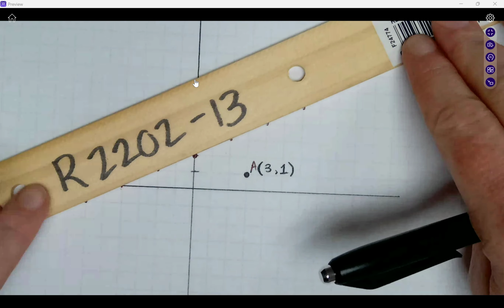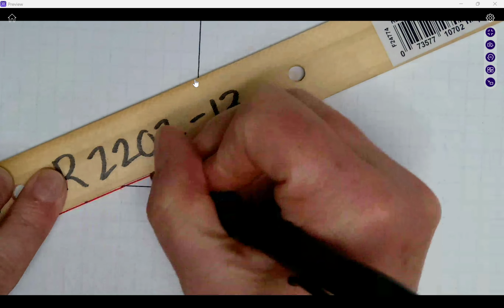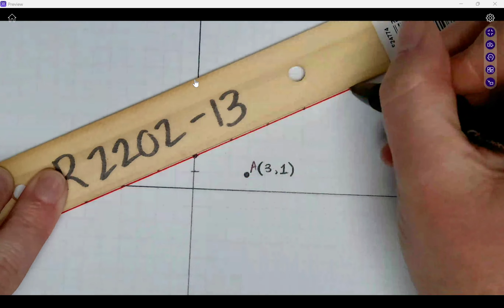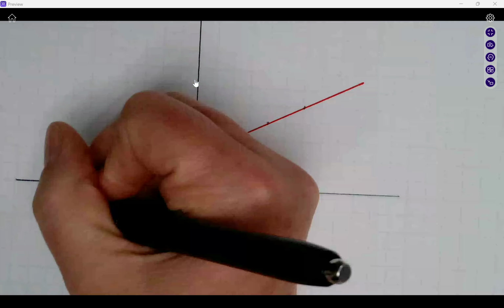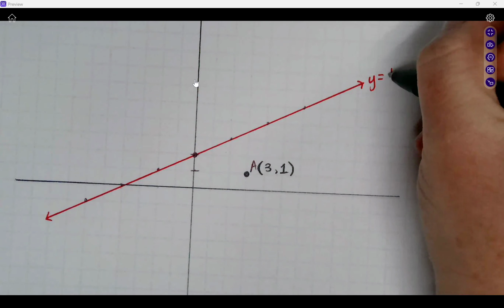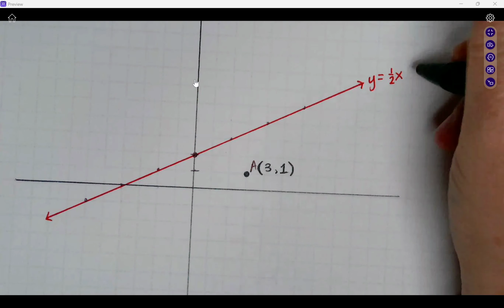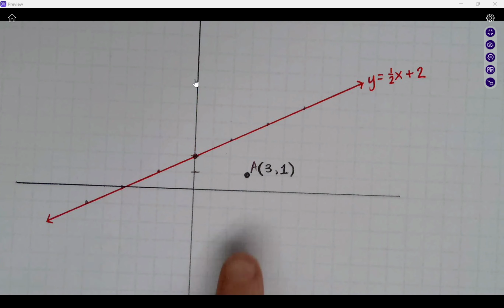And I am trying to be very careful about making sure that I'm not being sloppy in my work. And this is the line y equals 1/2 x plus 2. Here I am just going to go ahead and use the patty paper method again to reflect this point A about that line.